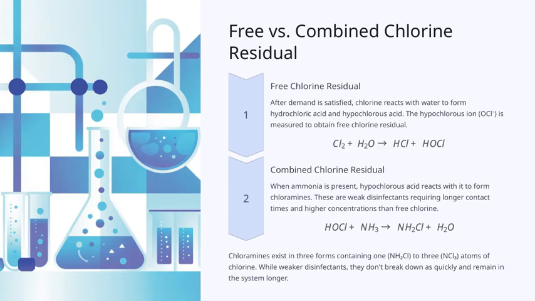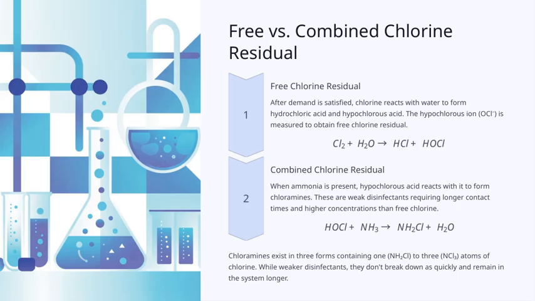Now, let's look at the difference between free and combined chlorine residuals. When we talk about free chlorine residual, we're referring to the chlorine that remains in the water after it has reacted with any demand. Basically, once the chlorine has done its job to disinfect, it reacts with water to form hydrochloric acid and hypochlorous acid. The key here is the hypochlorous ion, or HCl-, which we measure to determine the free chlorine residual. This form of chlorine is the most effective for disinfection because it's available and active.